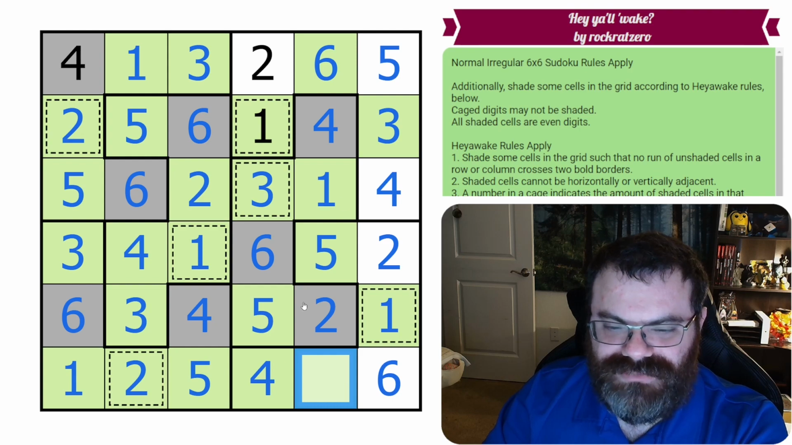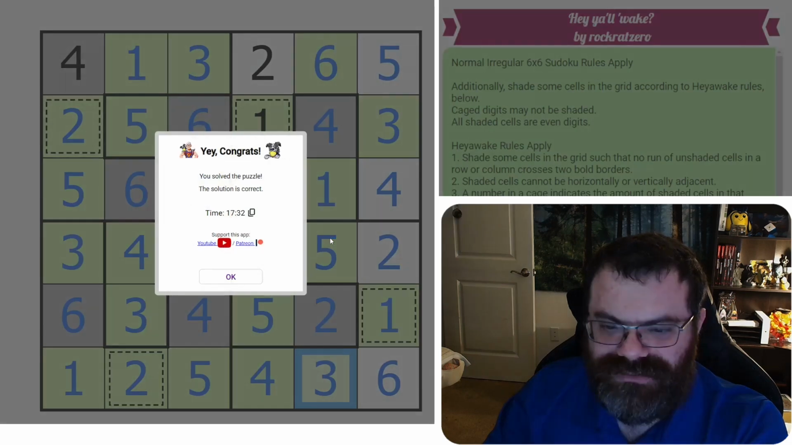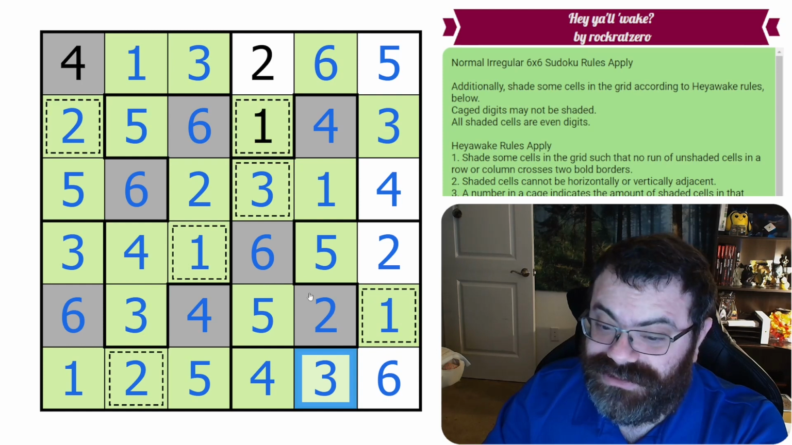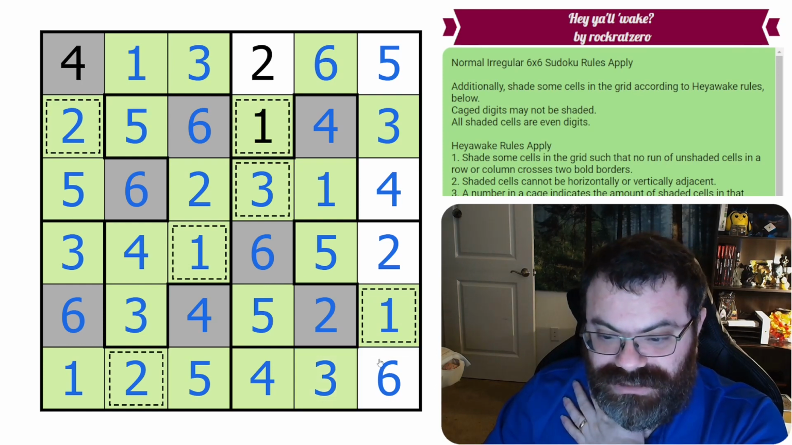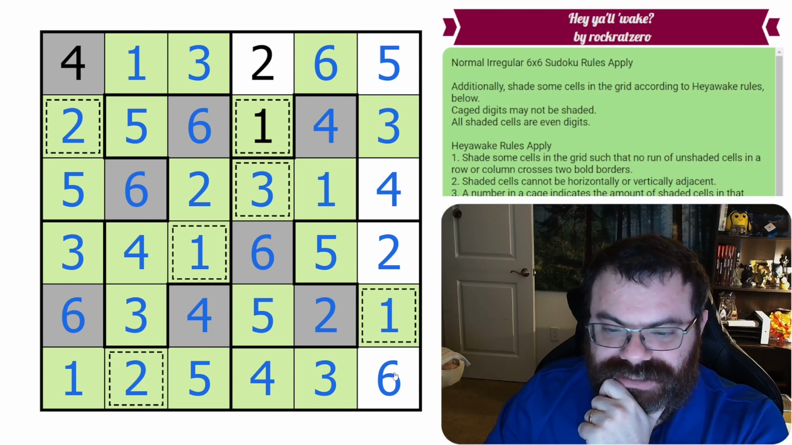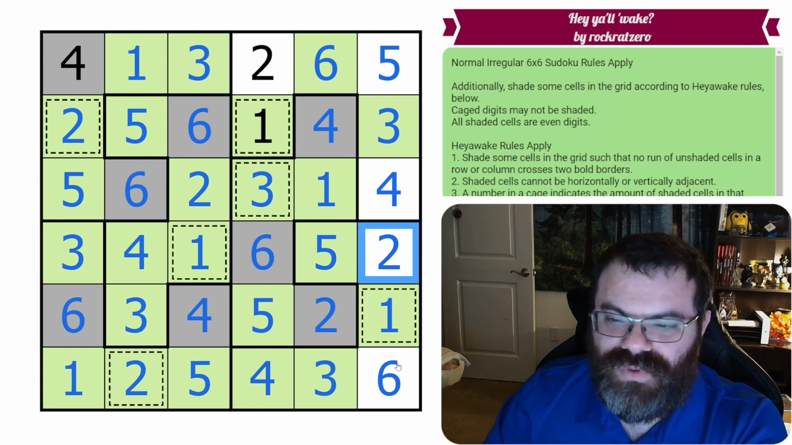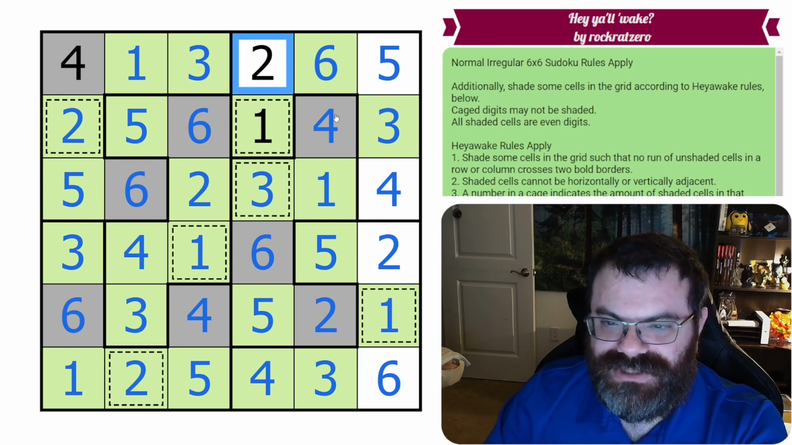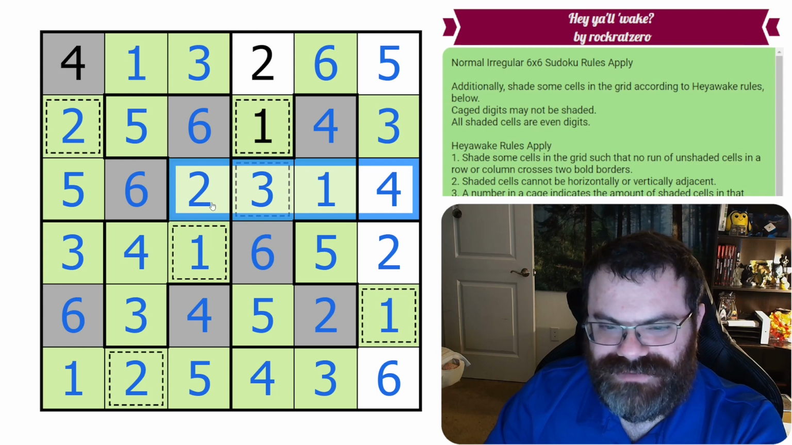It's probably like crossing borders or something. That's a 3. Okay, so I got the digits correct. That's good. We need to finish the shading though. So where are we in danger of breaking a rule is the question. I need one of these two to be shaded, and I need one of these two to be shaded for the ones. Here, right here. Look at that. I think that'll resolve everything.